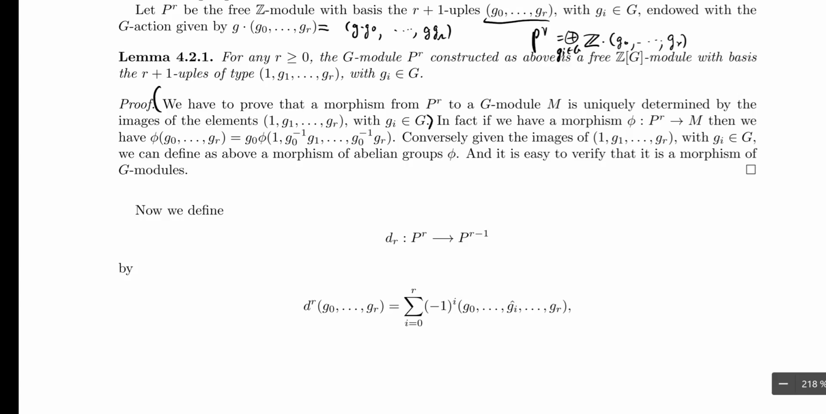Well, more directly, by definition, what we have to prove is that first, as a ZG-module, those elements generate P_r. Secondly, they are all linearly independent. So the first thing we see is that they generate. These two things together say it's a basis.